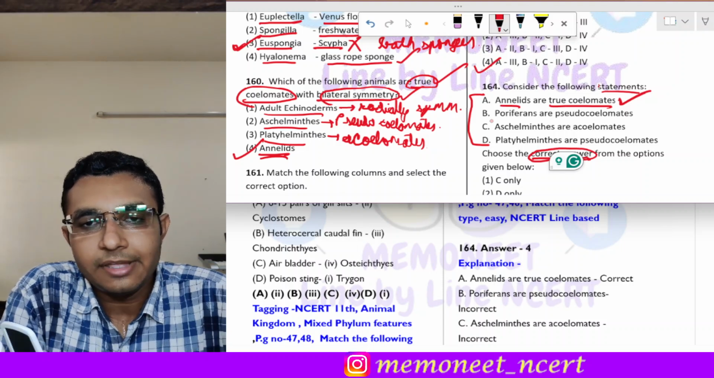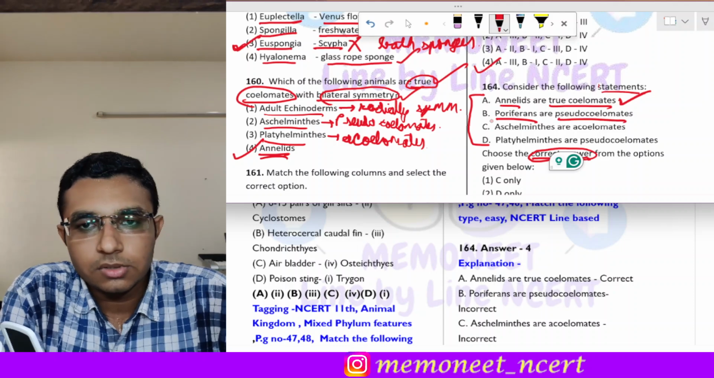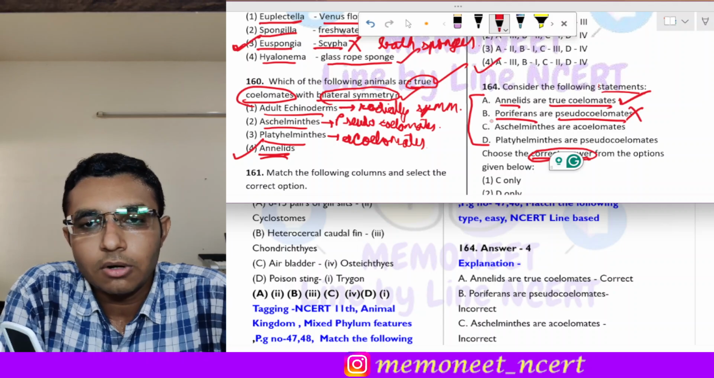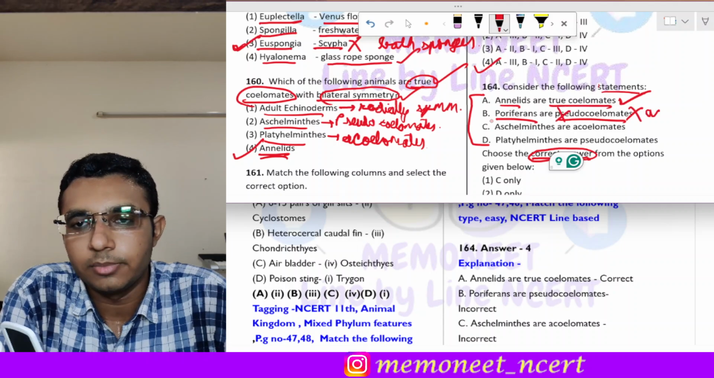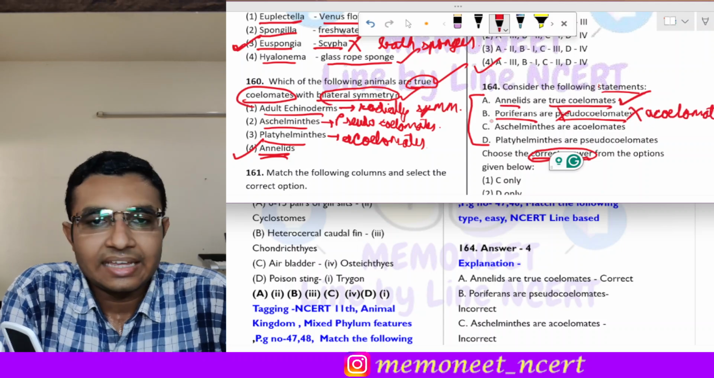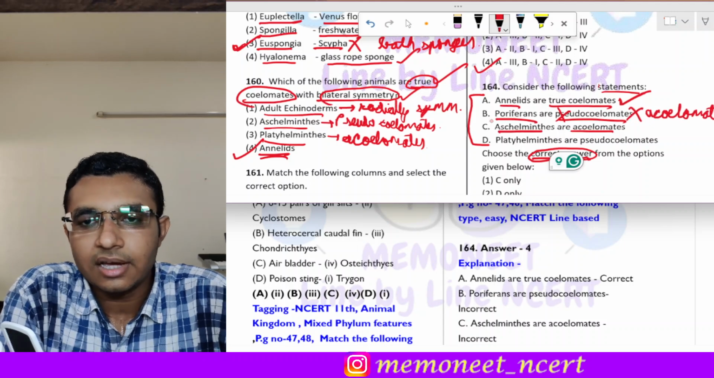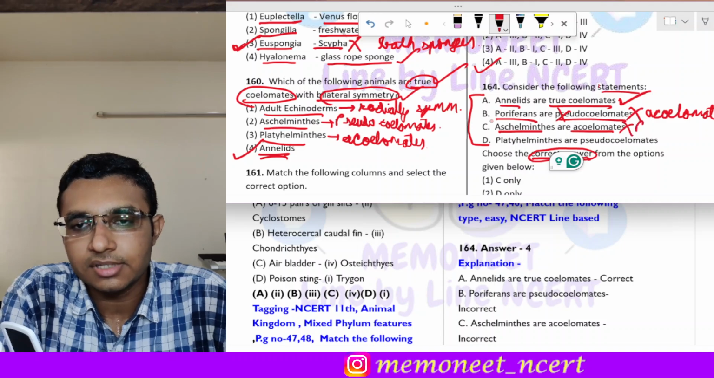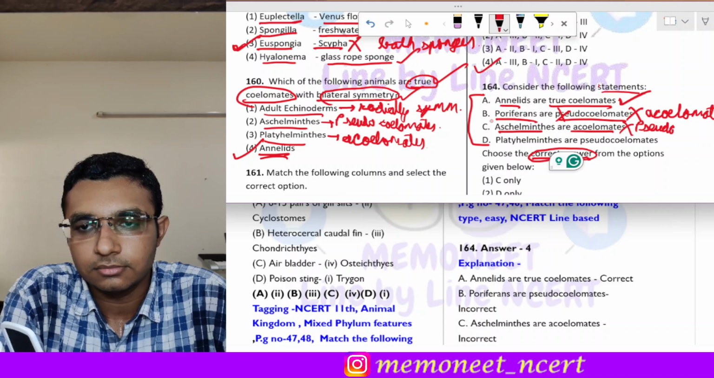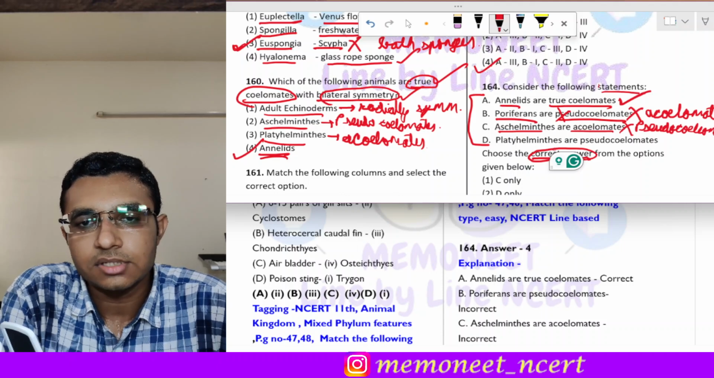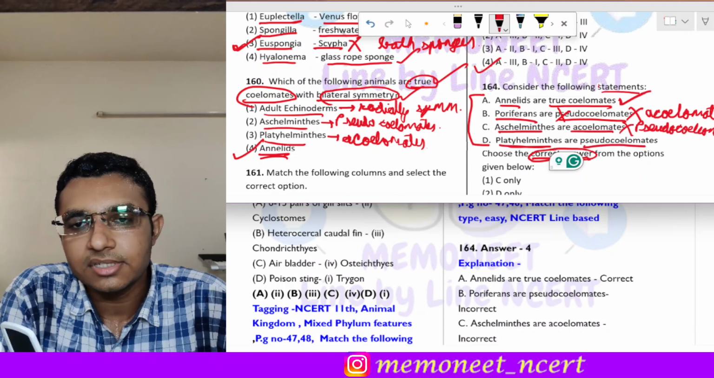The statement B is, poriferans are pseudocoelomates. So this statement is incorrect. Why? Because poriferans are not pseudocoelomates, they are acoelomates. Okay, the third statement is, aschelminthes are acoelomates. So this statement is also incorrect. Why? Because aschelminthes are pseudocoelomates.